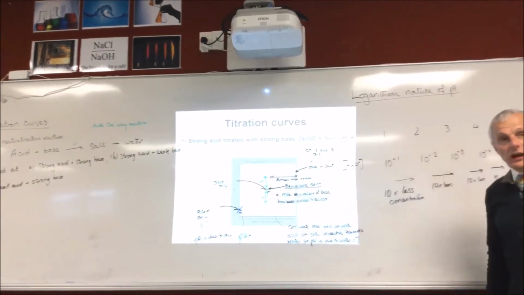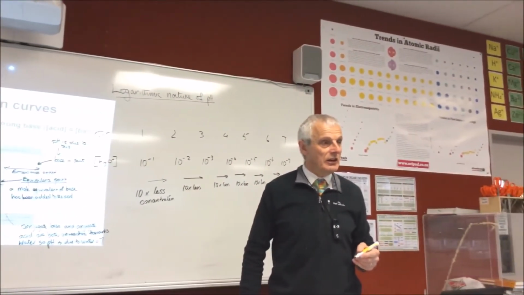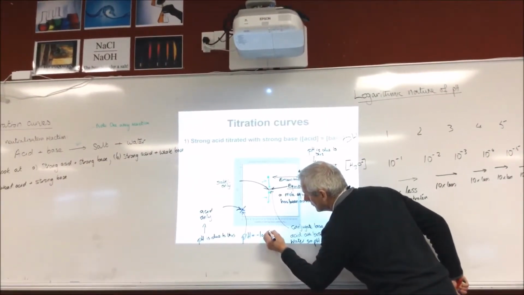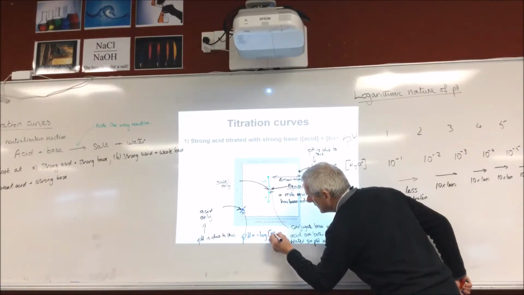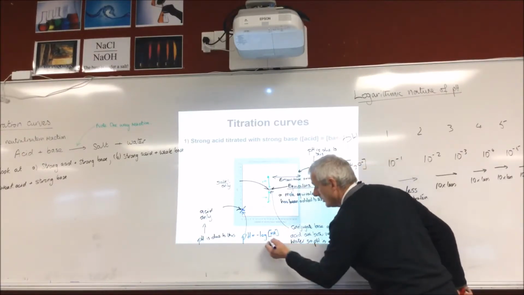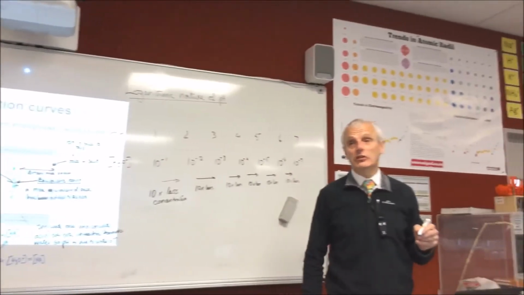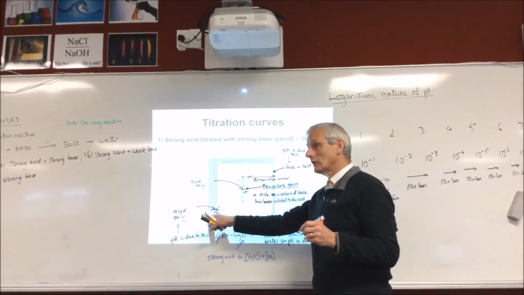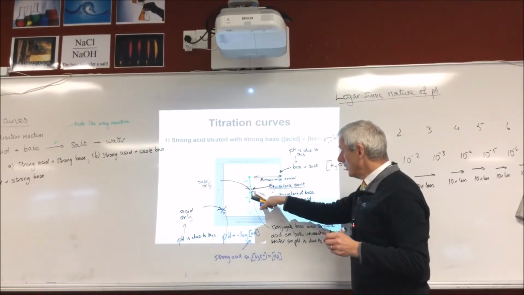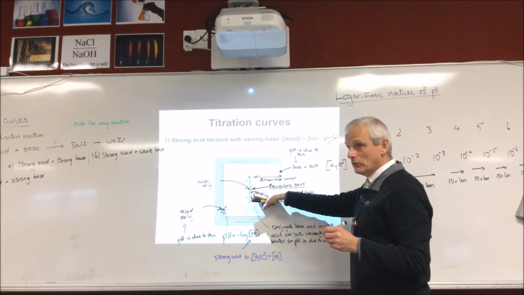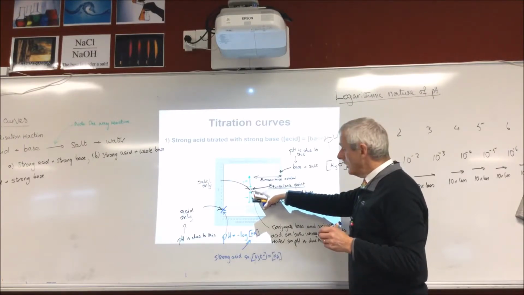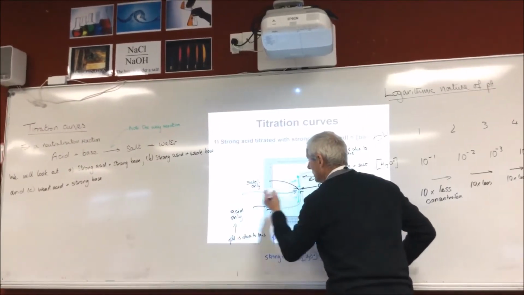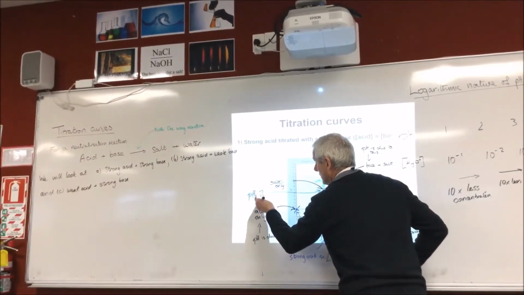And because this is a strong acid, which completely dissociates in water, then this is just minus the log of the concentration of the acid. So whatever you're given as the concentration of acid, you use for the calculation of pH, so you can do that quite easily. We already know that this value at the equivalence point is going to be 7. So here we've got pH equals 7.